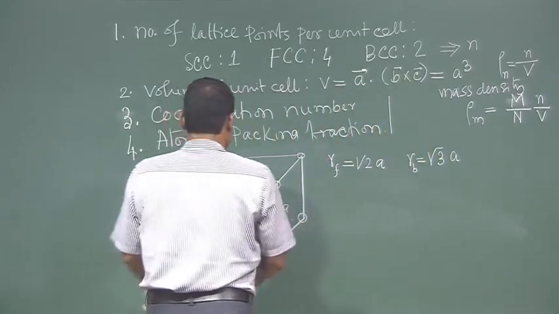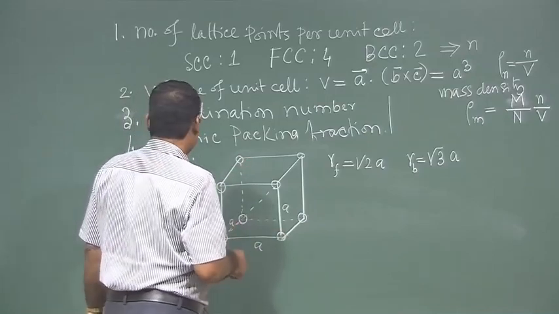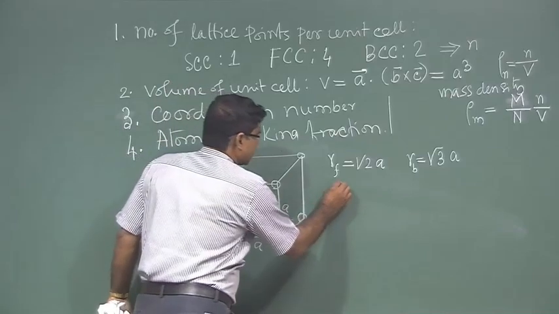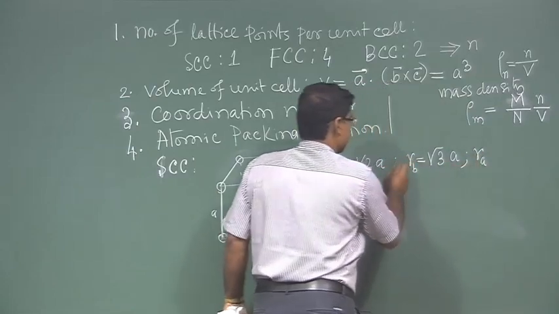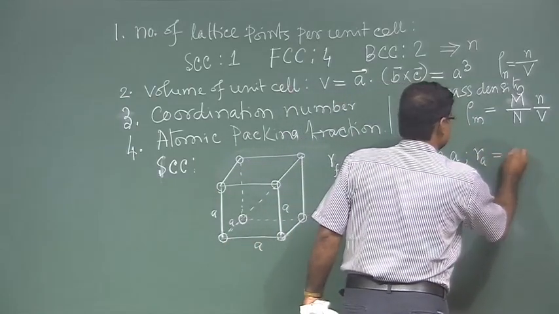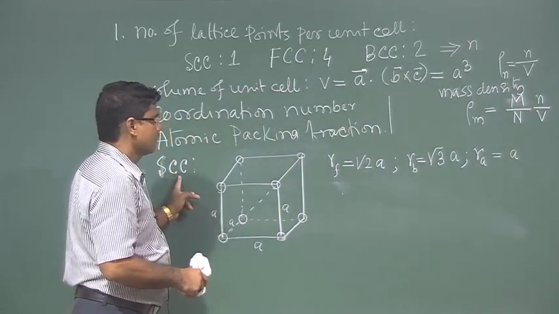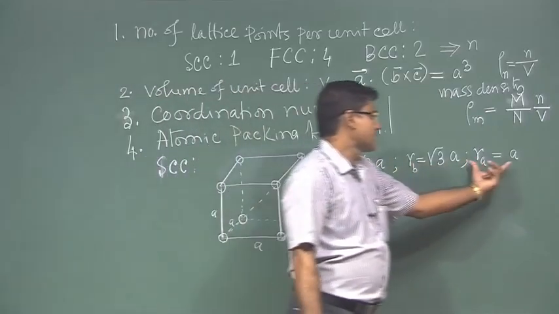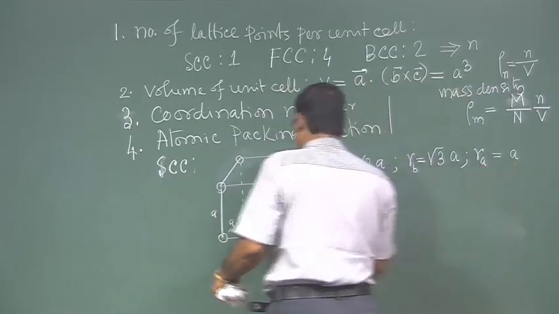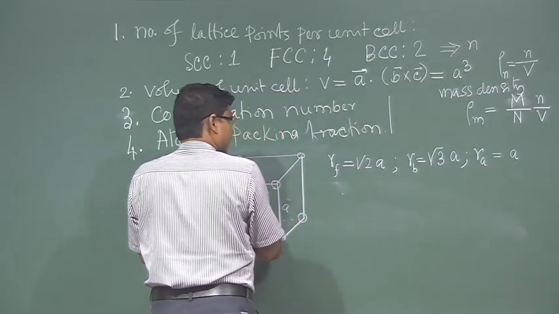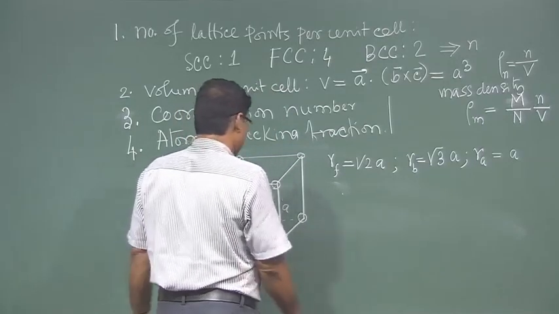Whereas the distance between two atoms along any axis, say this is R_A, along any axis, that will be a. So here in case of simple cubic, we can see that is the smallest distance, and so these two atoms along the axis will touch each other, so that we will assume.